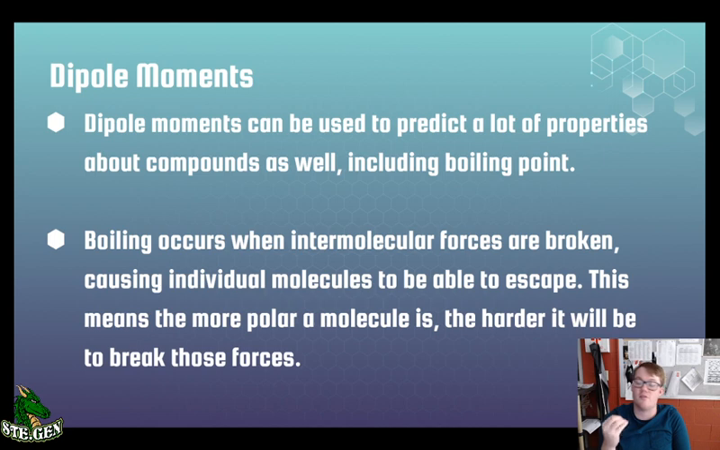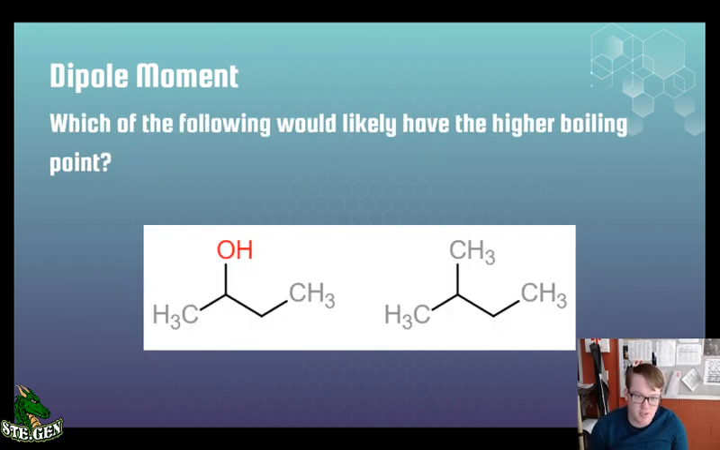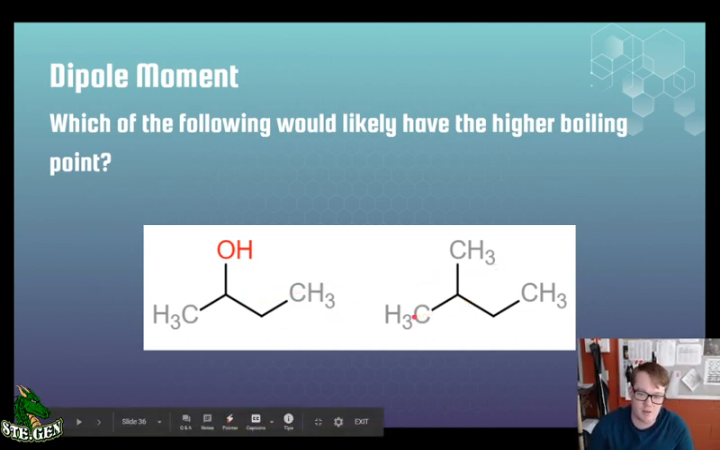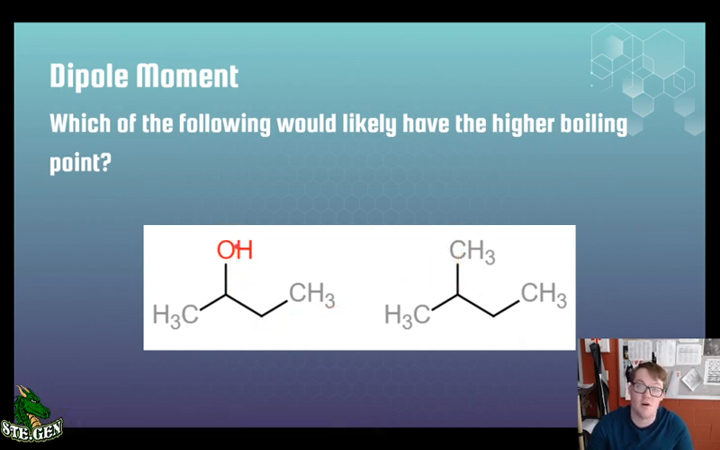So if you have something that's polar, those polar molecules will be attracted to each other and be more likely to stay together than those that are not. A question for this could look something like this: which of the following would likely have the higher boiling point? They look exactly the same. The only difference is that on position number 2, this one has a methyl, and on position number 2, this one has an alcohol group.